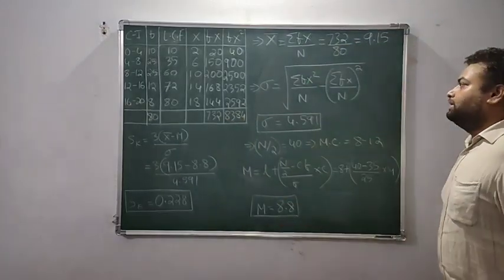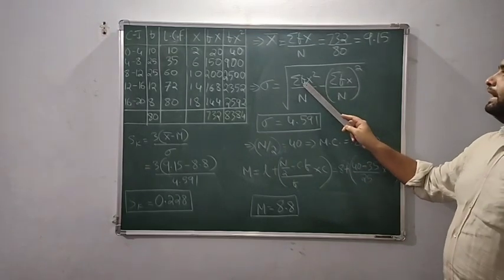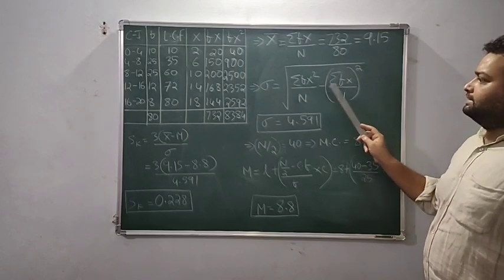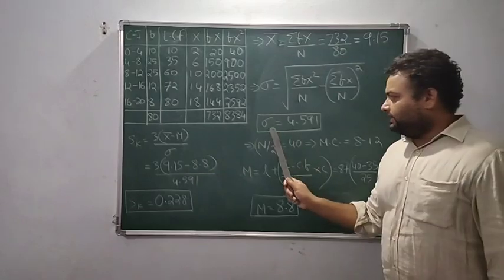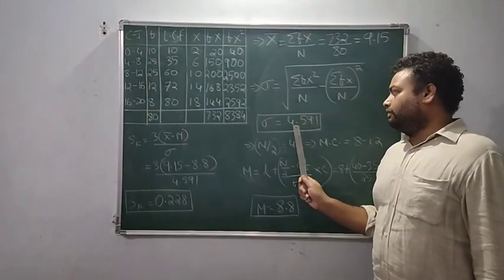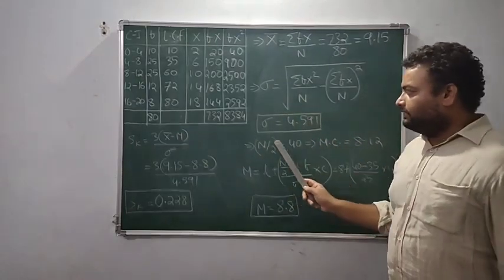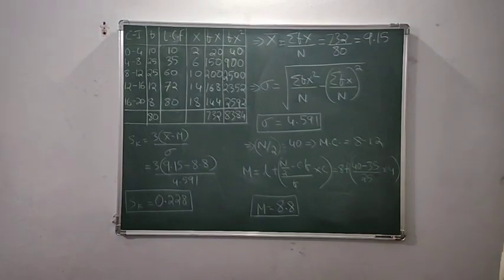If we take the total of this column, it is 8384. Substituting the values, we have 8384 divided by 80 minus 732 by 80 whole square. That results in sigma equal to 4.591. So the value of standard deviation here is 4.591.